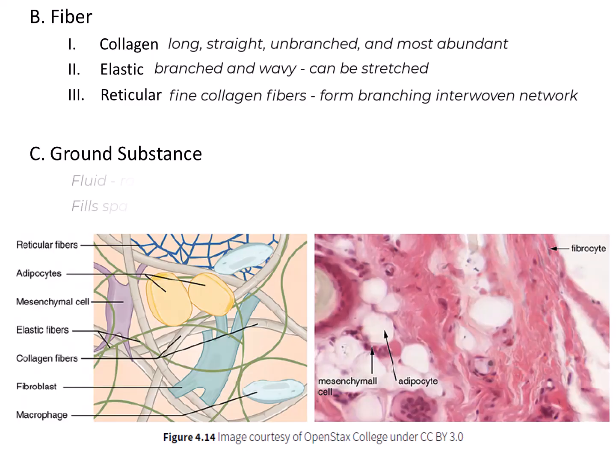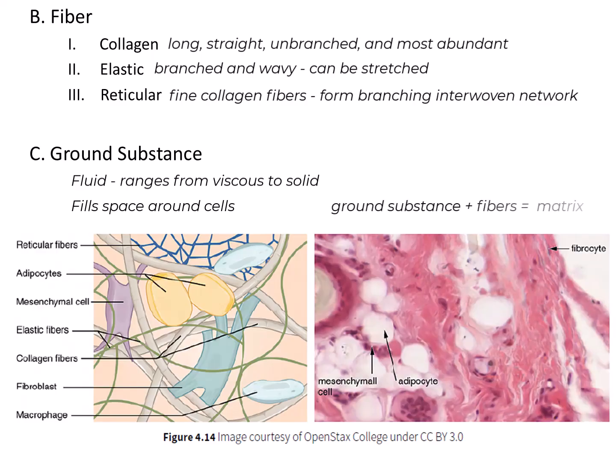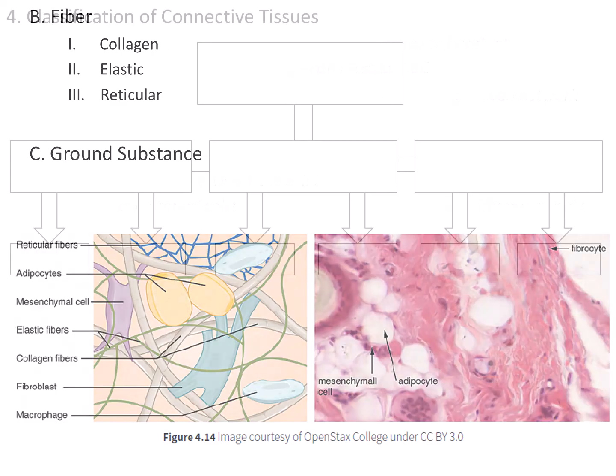Ground substance is fluid that surrounds the cells and fibers within the tissue. Ground substance can be a thick fluid like that found in blood or a solid material like that found in bone. The ground substance is produced by connective tissue cells. When the ground substance is combined with the fibers in connective tissue, it is referred to as the extracellular matrix.